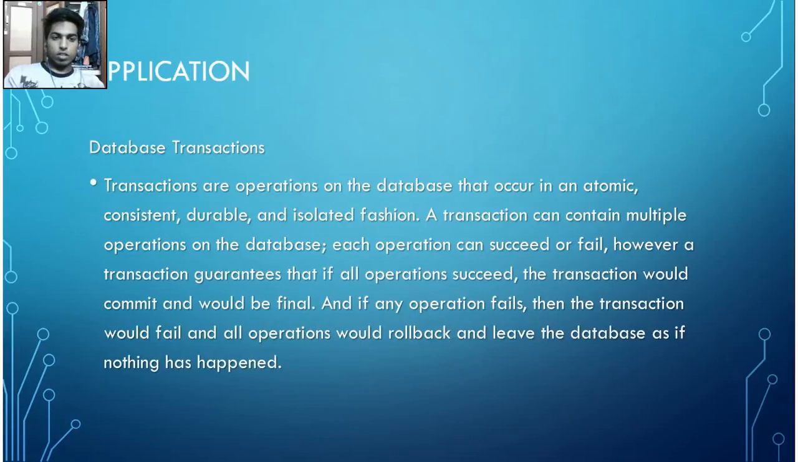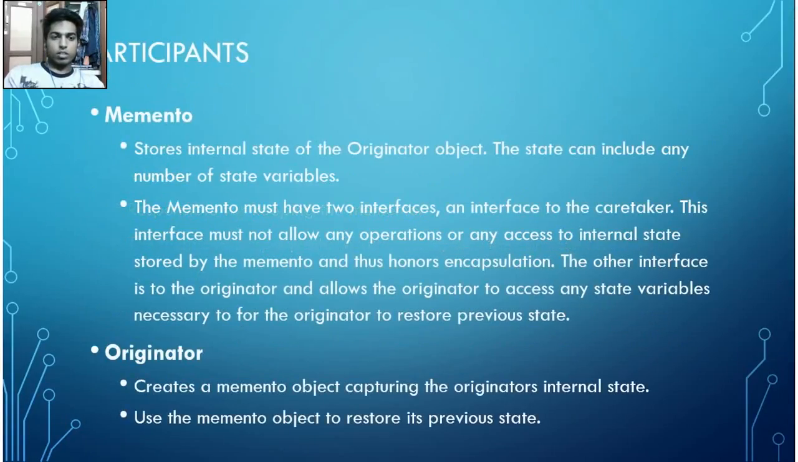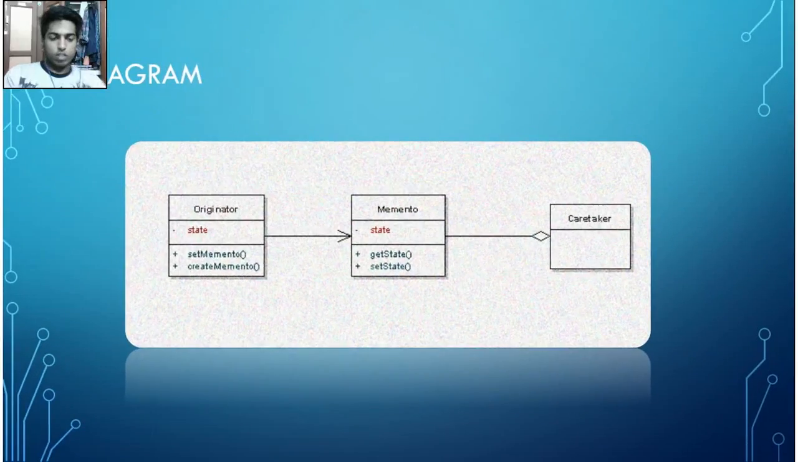Now if you look at the diagram, you can understand there are a few functions. The originator has set memento and create memento. Create memento is used to create a new memento or to save a new state, and set memento is to assign values to each variable or attribute. The memento object itself has a few functions like get state and set state. Get state is to get the particular state of that memento, and set state is to set values in the state of that memento.